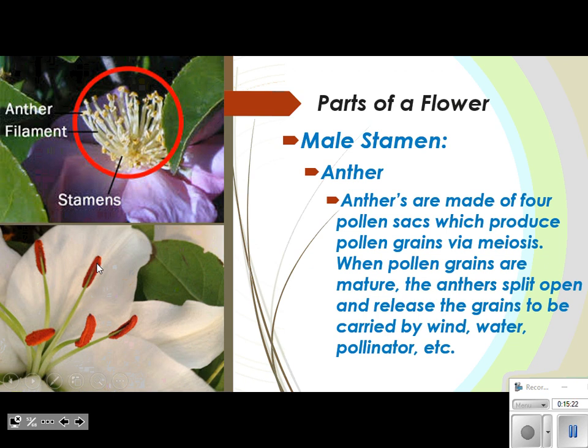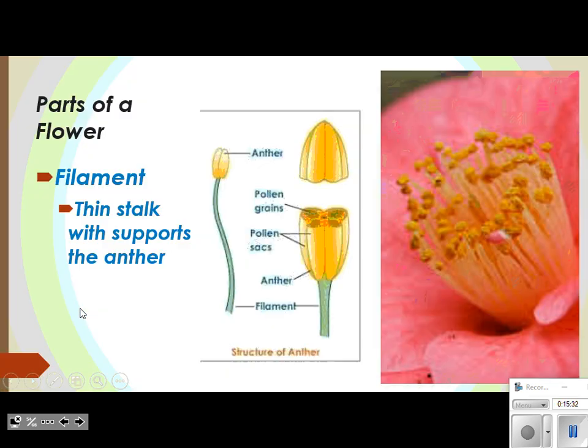All right? So this anther right here, we just talked about. Now, this right here, the green part, is what we call the filament. The filament is the thin stalk that supports the anther. So once again, here's just another flower blowing up. You see the stalks? Those stalks are the filaments, and these little yellowish, orangish things right here on the tops of the stalks are the anther.